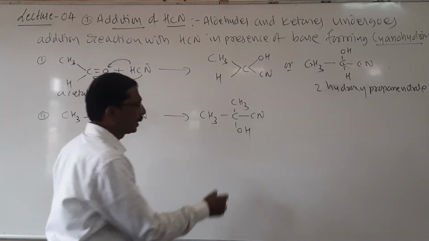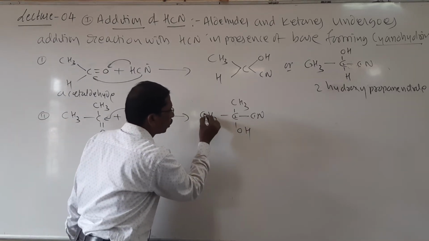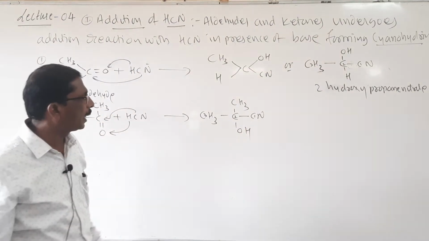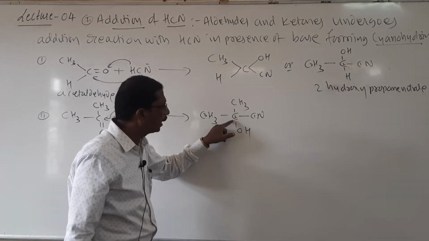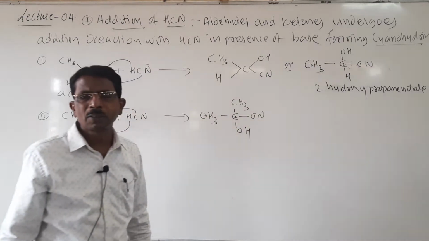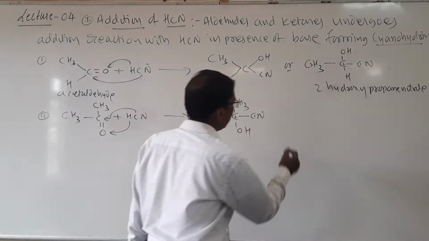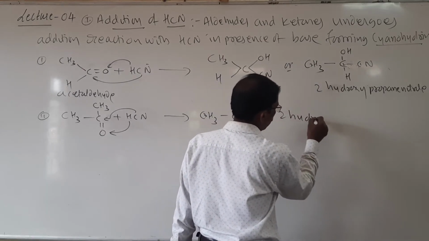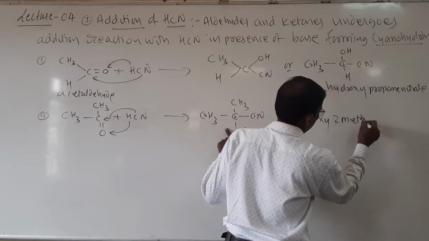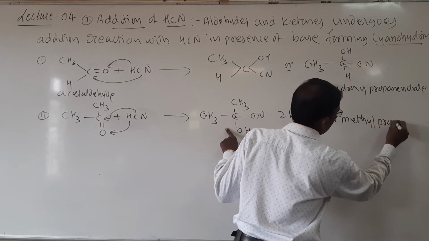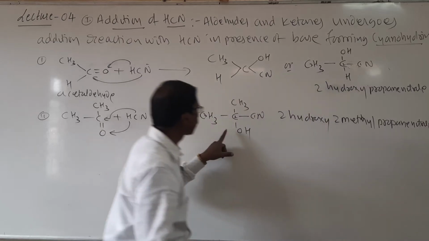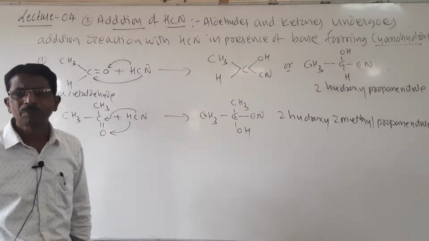What is its IUPAC name? Again 1, 2, 3. The numbering begins with this functional group. So then what is the name here? 2-hydroxy, and then 2-methyl propane nitrile. Look here students, this is the name.